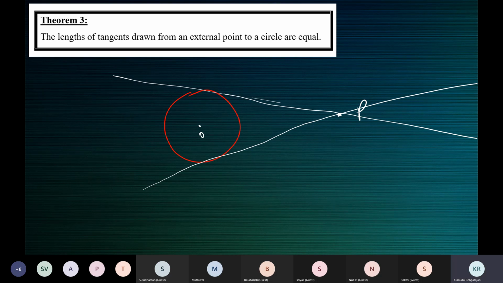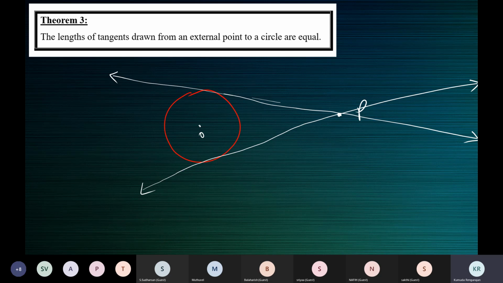So through the point P, exactly two tangents can be drawn to the circle from the given external point P. Now we need to prove that the lengths of the tangents from an external point P to the circle are equal. Tangents are lines, so what does lengths of tangents mean? It means lengths of the tangent segments.